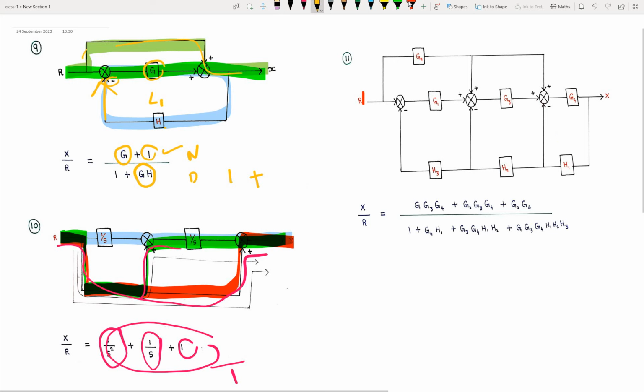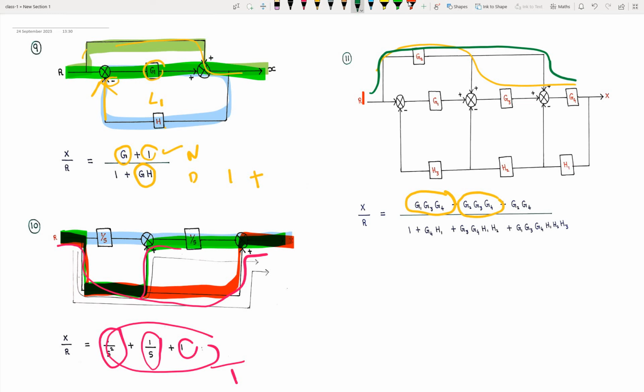So for the first forward path we have G1, G3, G4. That's why I wrote here G1, G3, G4. In the next forward path we have G2, we move like this, G2, G3, G4. And in one more forward path we have G2 and G4. So I wrote here G2 and G4.